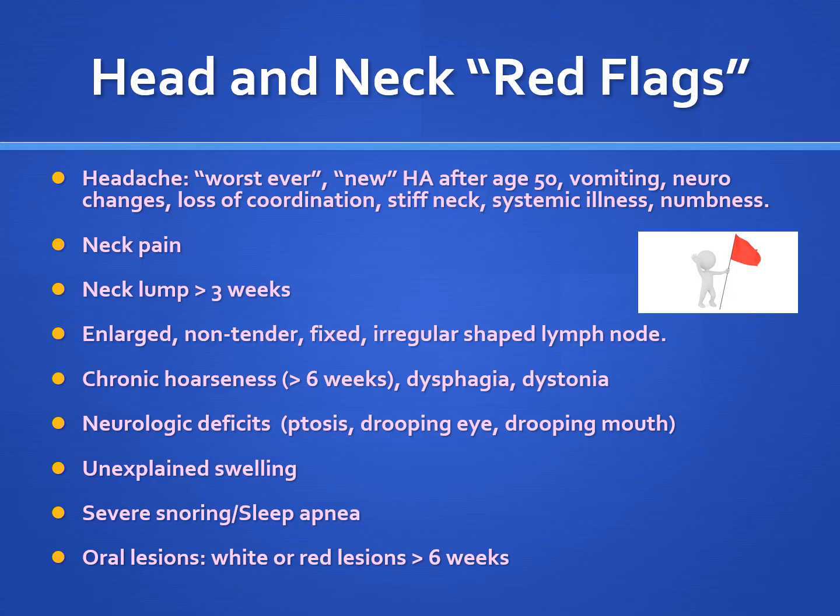Voice and swallowing changes, so chronic hoarseness that's been going on for greater than 6 weeks, or any difficulty swallowing, those things are not normal. They could indicate tumor, neurologic disorder, thyroid enlargement, other processes. Neurologic deficits, so things like facial drooping, ptosis, or asymmetry. We want to think stroke or cranial nerve dysfunction. Those things are urgent. Any unexplained swelling, especially in the neck or face, could indicate infection, allergic reaction, obstruction, or mass. And then sleep apnea, severe snoring.